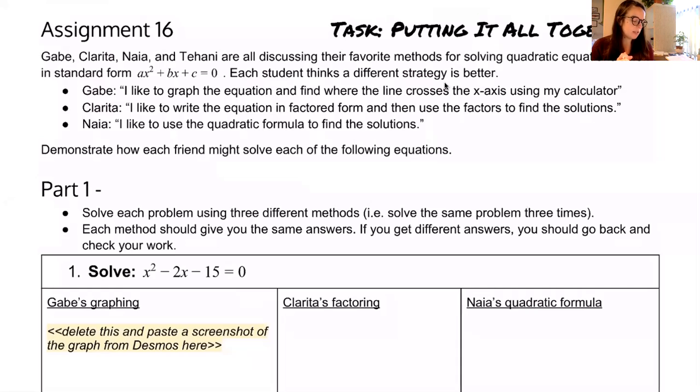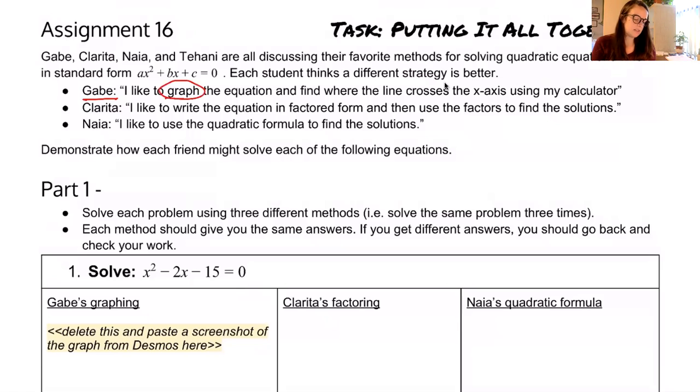It says Gabe, Clarita, Naya, and Tahani are all discussing their favorite methods for solving quadratic equations when in standard form, ax squared plus bx plus c equals 0. Each student thinks a different strategy is better. Gabe says, I like to graph the equation and find where the line crosses the x-axis using my calculator. So he likes to graph.